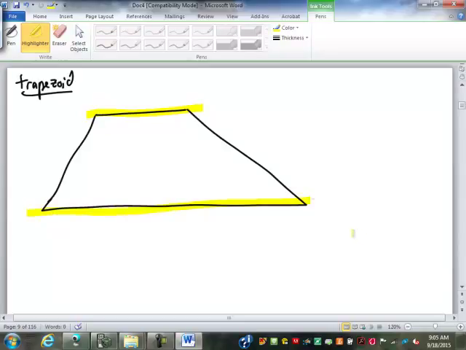A trapezoid has two sides that are parallel. They're called the bases. So let's say the top of this one, let's call it 12 inches. And the bottom of this, let's call it 30 inches. Those are my two bases. And we'll have a height here like this, which I'm going to call 15 inches.